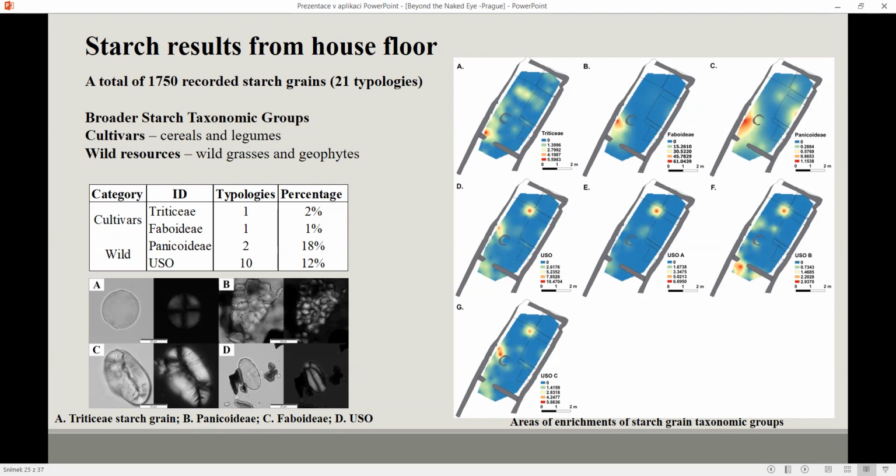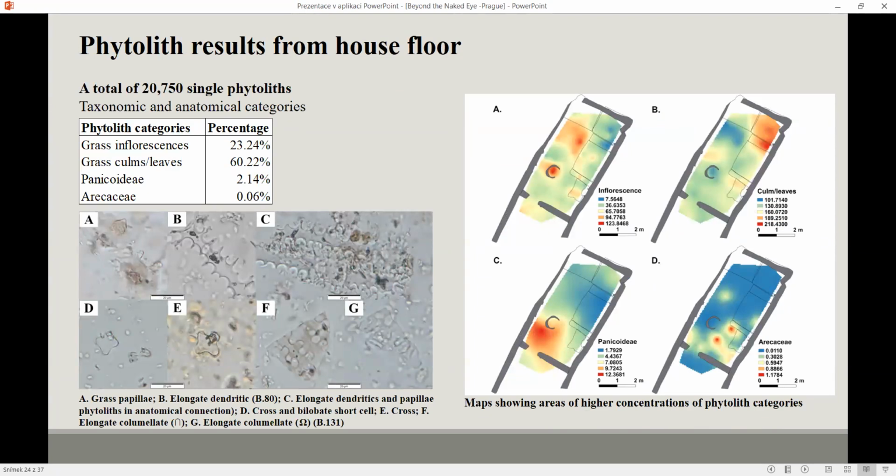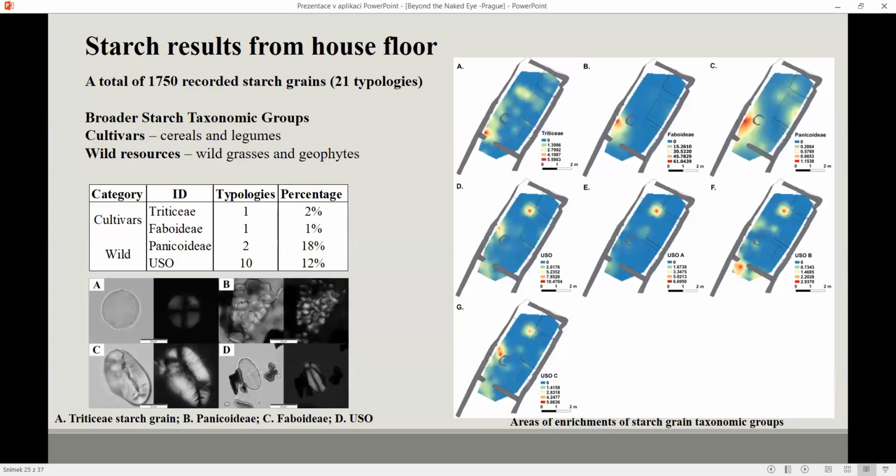But certainly one of the biggest surprises from the analysis of starch was the presence of a lot of starch from underground storage organs, from roots. They are represented by 10 typologies, and this is the first time many of these plants have been identified at the site, which is already, just by finding all this presence of underground storage organs, telling us a lot of information that we did not know from before.